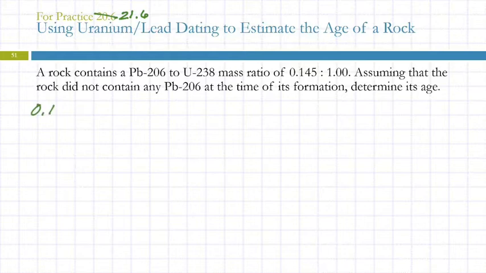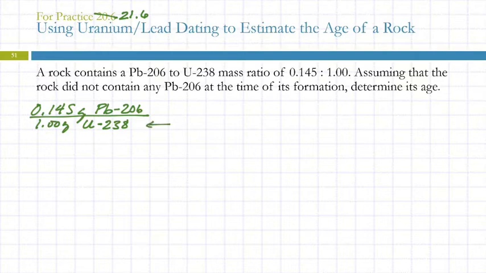So what this ratio is telling me, it's a mass ratio, and so we can pretend that it's this 0.145 grams of lead-206 to 1 gram of the uranium-238. Now, of course, it might not be actually that much, but the ratio is the same. This is the amount of uranium present now. So that's NT. We need to find out what N0 is.